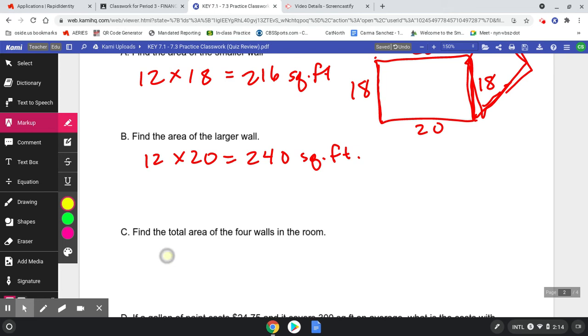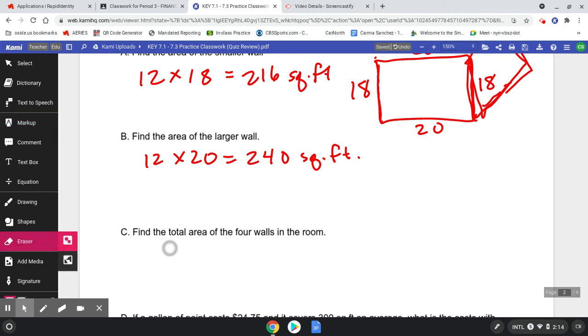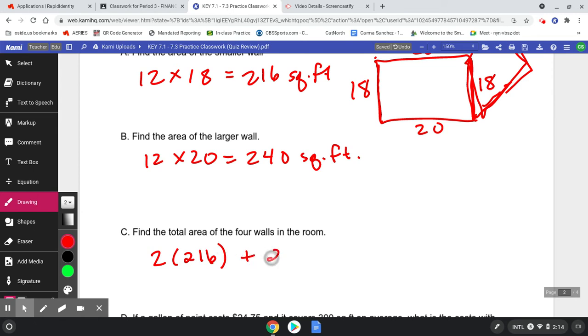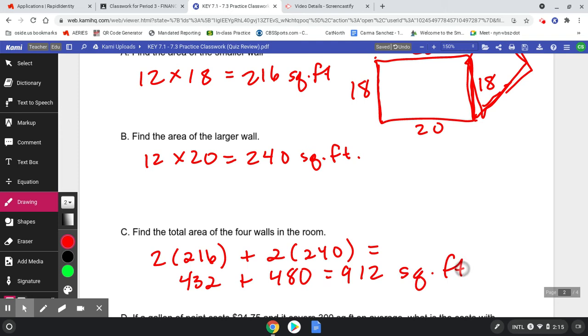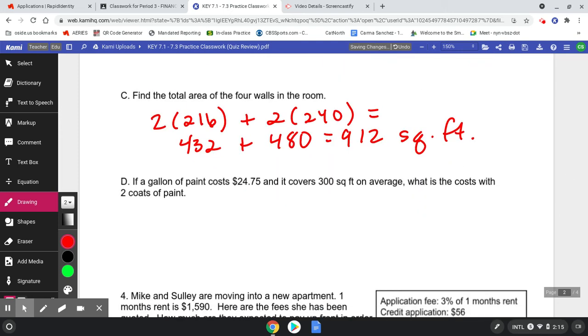So that means you've got 2 of the 216, the smaller wall, and you've got 2 of the larger wall at 240. And so we need to multiply those, 2 times 216 and 2 times 240 before we can add that. So 480 plus 432, I'm getting 912 square feet for all four walls.